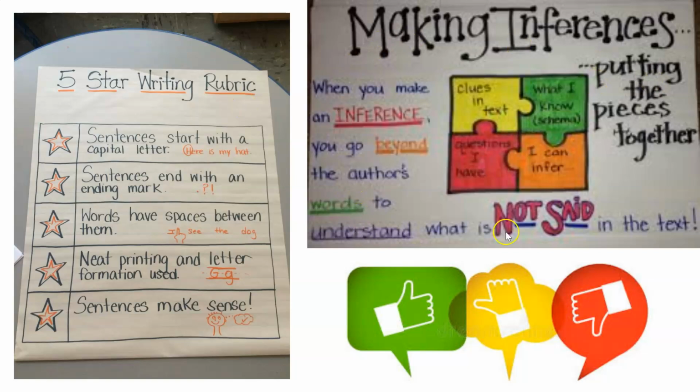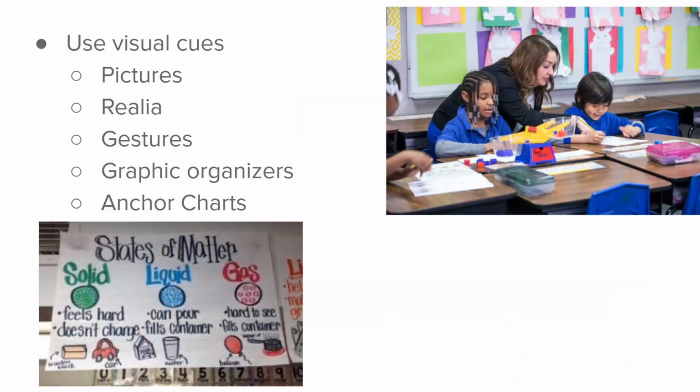This chart is talking about making inferences. When we put the pieces together, not all the details are there, but we're able to put the pieces together and make sense of something. I like these thumbs up and thumbs down for students to be able to evaluate. Did I like something? Or did I do a good job? Did I do an okay job? Could I do a little bit better?